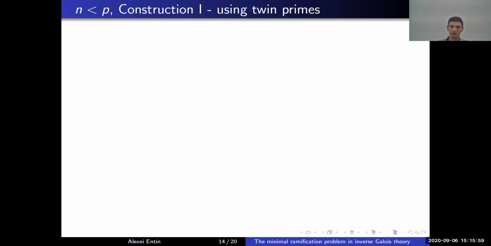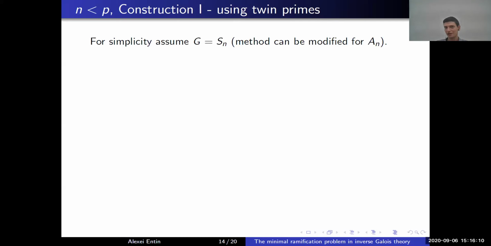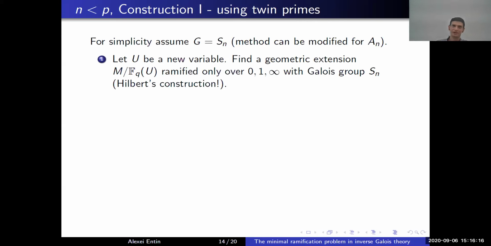So let's start with our first construction, which is valid for p bigger than n. This uses results on twin primes over function fields. So for simplicity, I'll only mention S_n, but the same method applies to A_n with some modifications. So let's denote by u a new variable. And one can find a geometric extension M over F_q(u), which is ramified only over 0, 1, and infinity with Galois group S_n. So this is essentially a construction due to Hilbert, only considered in characteristic p, but it still works as long as p is bigger than n.